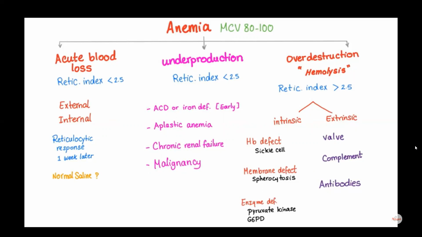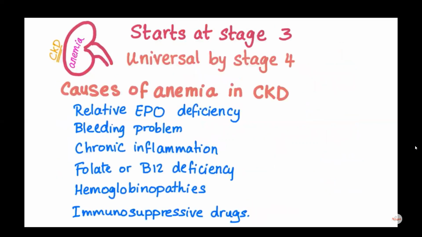So let's jump in. Anemia in chronic kidney disease starts at stage 3 chronic kidney disease and is almost universal by stage 4. What are these stages of chronic kidney disease? They are stages depending on the GFR. I've discussed them in a separate video called the 5 stages of chronic kidney disease based on GFR. I will link it in the description.